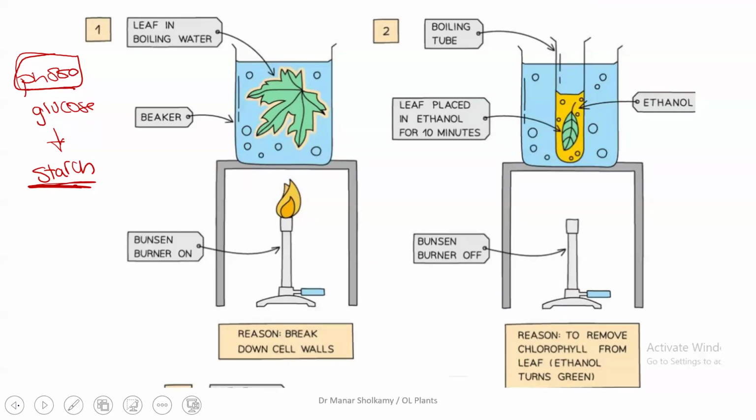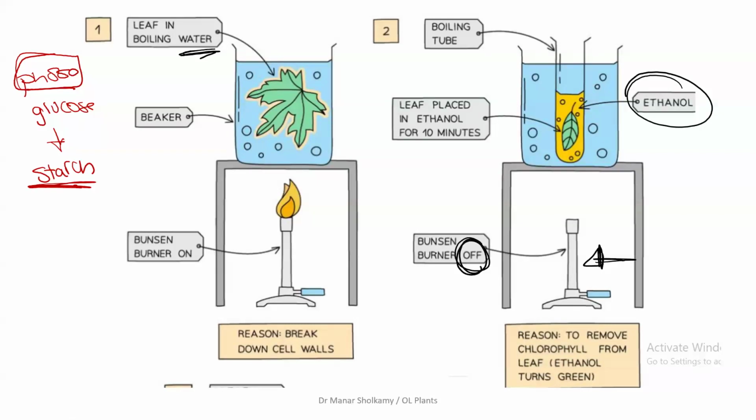Let's look at the pictures. You have all those pictures in your notes. These pictures make life very easy. Okay, step number 1, I'm going to boil it in water. And I think you know why. Step number 2, I'm going to boil it in ethanol. But I have to clearly mention that my Bunsen burner is switched off because it is flammable. And the reason is to remove the chlorophyll from the leaf.